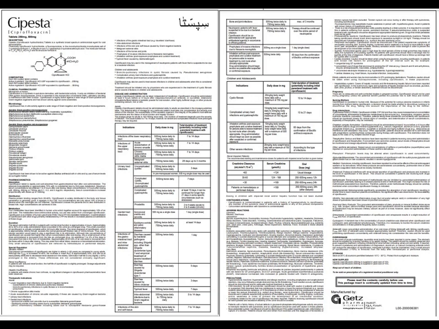4-dihydro-4-oxo-7-1-piperazine-3-quinoline carboxylic acid. The molecular formula is C17H18FN3O3.HCl.H2O. Composition: each film-coated tablet contains active ingredient ciprofloxacin USP equivalent to ciprofloxacin 250 mg. Each film-coated tablet contains active ingredient ciprofloxacin HCl USP equivalent to ciprofloxacin 500 mg.